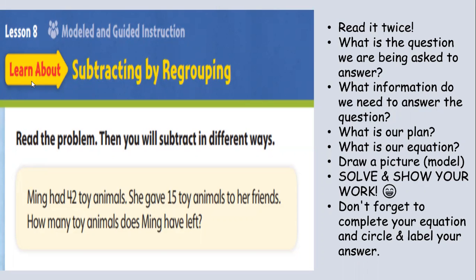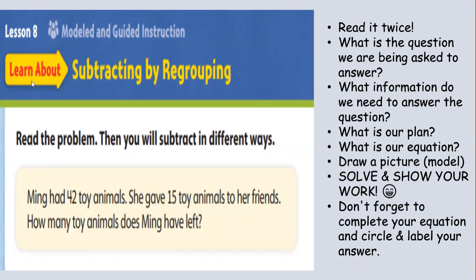One of them is gave. So she gave them away. She no longer has them. That's a clue that tells me I'm going to be subtracting. And then also in the question that I'm being asked to answer, the words have left. So she had a quantity, a number of something. She gave some of them away. She no longer has them. They are gone. We're subtracting them, and they're asking us to figure out how many are left.